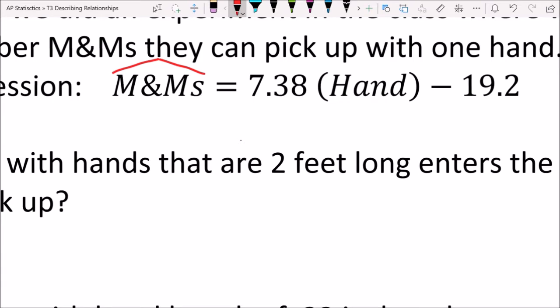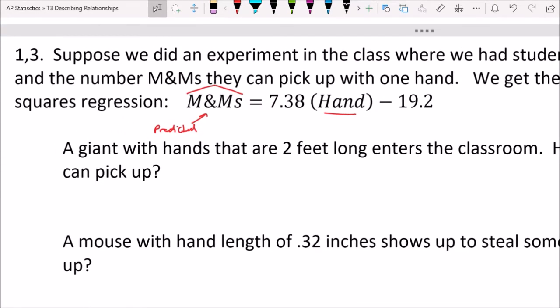That's based on knowing your hand size, the predicted number of M&Ms, or how many M&Ms we would predict you could pick up. And that's what a regression line really is for and what it's supposed to be used for.